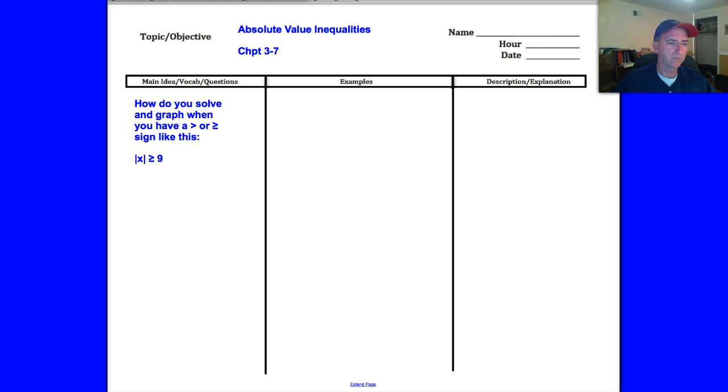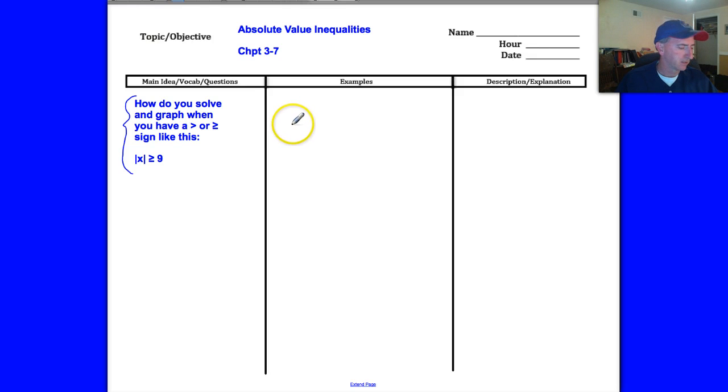So here we go. Start with this if you would. Hit pause if you need to and get this part down. That's what we're going to talk about. How do you solve and graph if you have a greater than or a greater than or equal to sign like this? In the previous videos we talked about what to do when we had a less than sign, and we looked at how that created an and compound inequality relationship. And now we're going to see what happens when we have a greater than sign, because something's a little bit different.